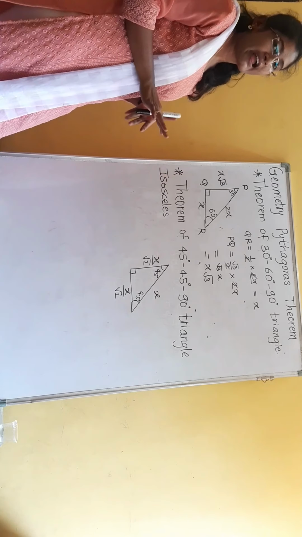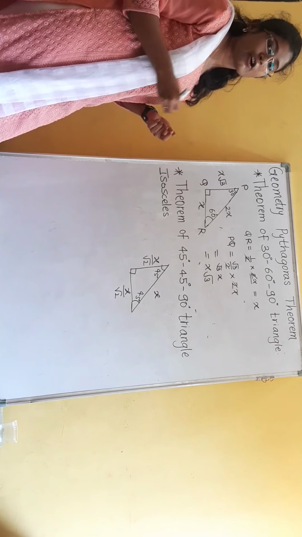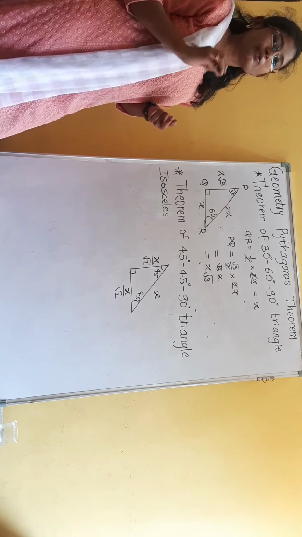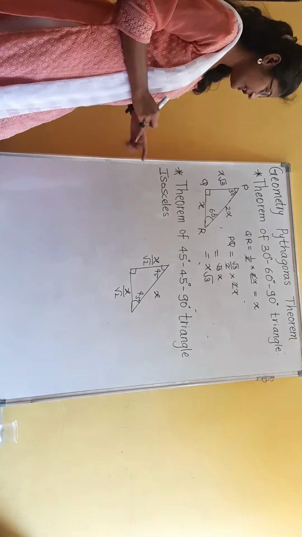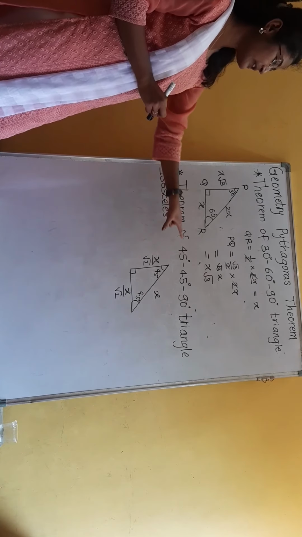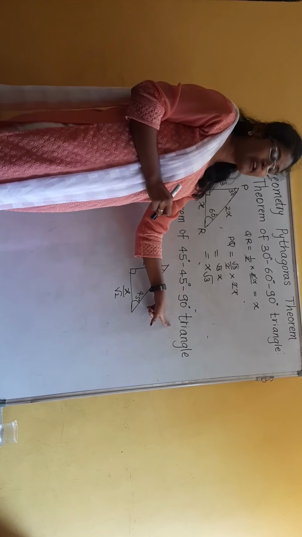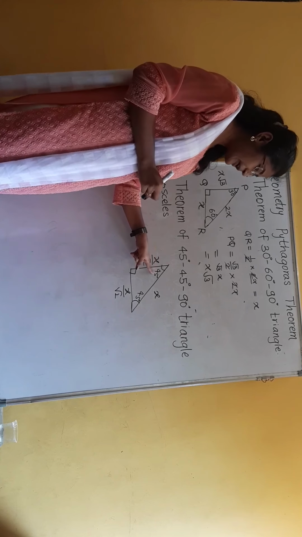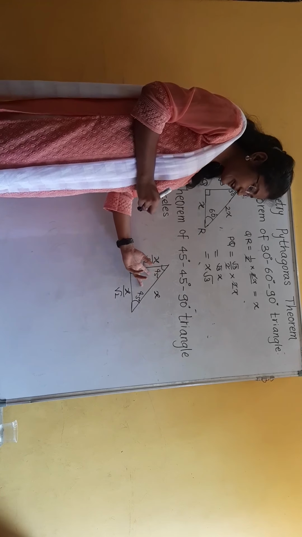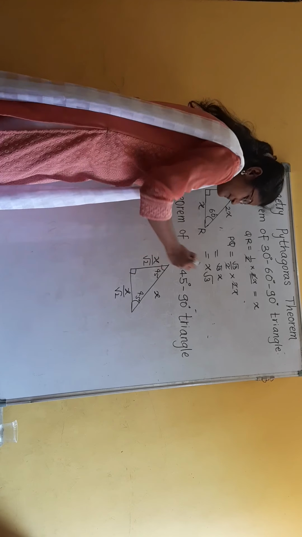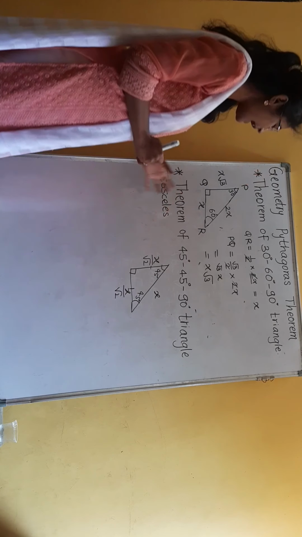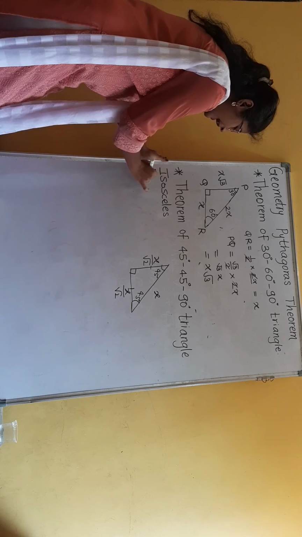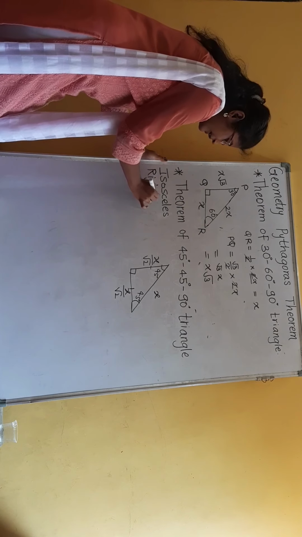In every triangle the sum of angles of a triangle is equal to 180 degree. Now the second theorem, that is the 45, 45, 90 degree triangle. So here the measurement of two angles is equal, which means the two sides are also equal, which means it is an isosceles right angle triangle.